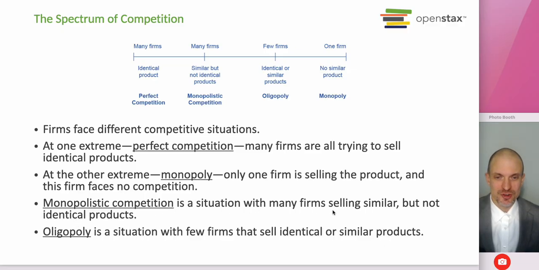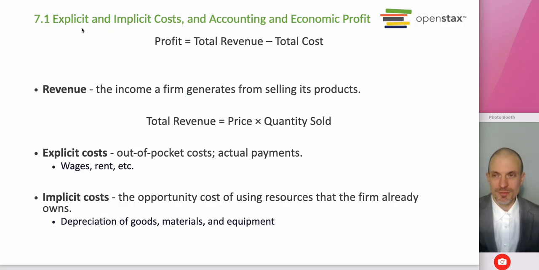Monopolistic competition is a situation where many firms are selling similar but not identical products, and an oligopoly is where we have a few firms selling similar or identical products. Okay, here's explicit and implicit costs, accounting and economic profit.